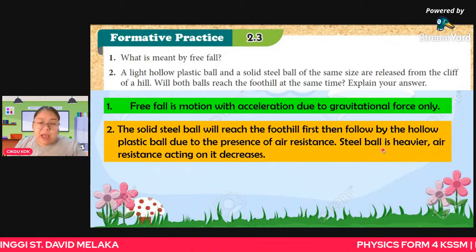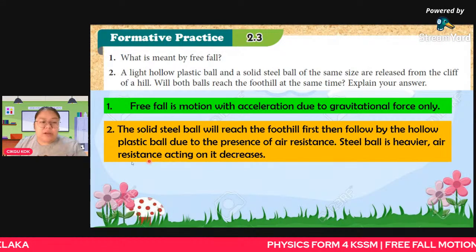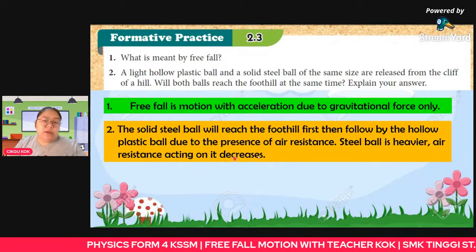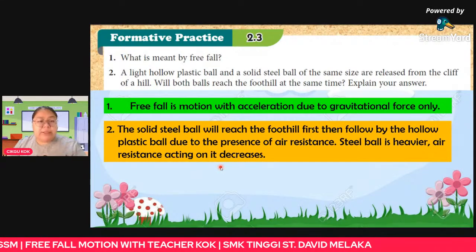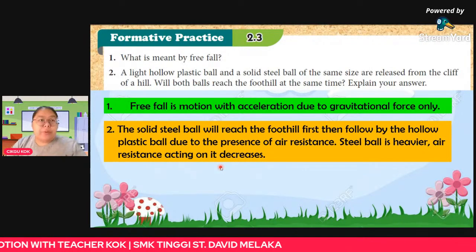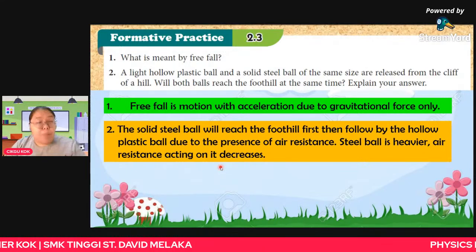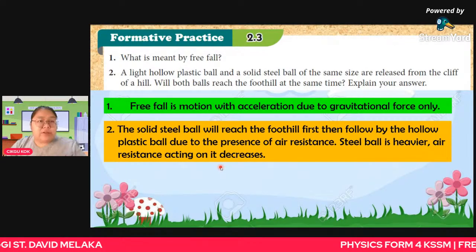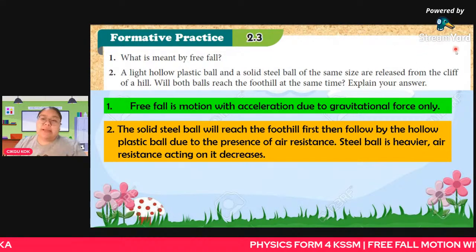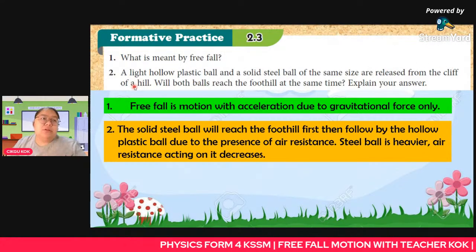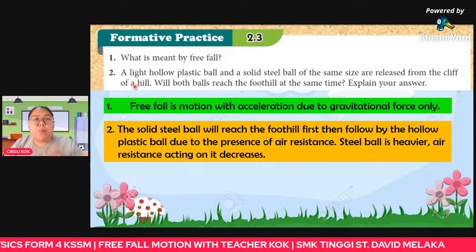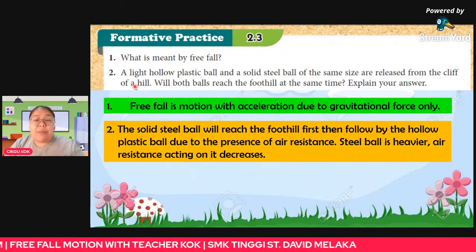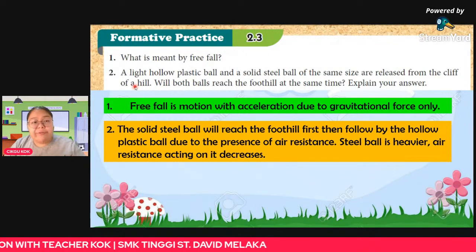Important: if it is heavier, the air resistance acting on it decreases a bit. If the thing is lighter, it will also be disturbed, but much more, because for a lighter object the air resistance can easily blow it. Important, they say in the cliff of a hill. If they said in a normal room, maybe you can say they both fall down at the same time. But this one has something that will affect it.